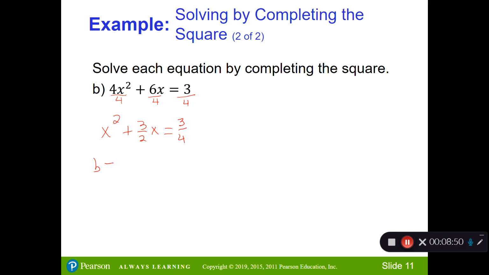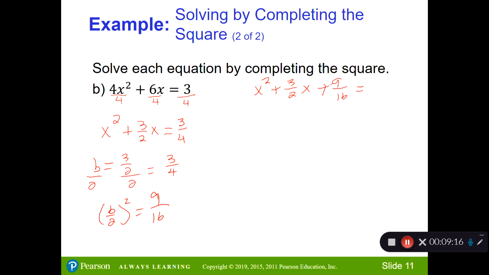All right, now my b term is 3 halves. If I divide that by 2, I get 3/4. When I square that, square the numerator and square the denominator, you get 9 over 16. So I'm adding that to both sides of the equation. So I would have x squared plus 3 halves x plus 9 over 16 equals 3/4 plus 9 over 16.